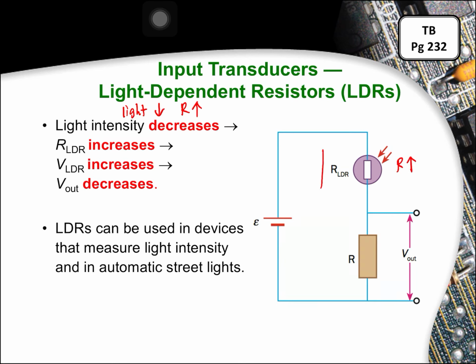When the resistance increases, what happens to the voltage across it? The voltage across the LDR will increase. When the potential difference across the LDR increases, it means that my potential difference, my V out here, will decrease. Alright? So we use this to measure light intensity in automatic street lamps.